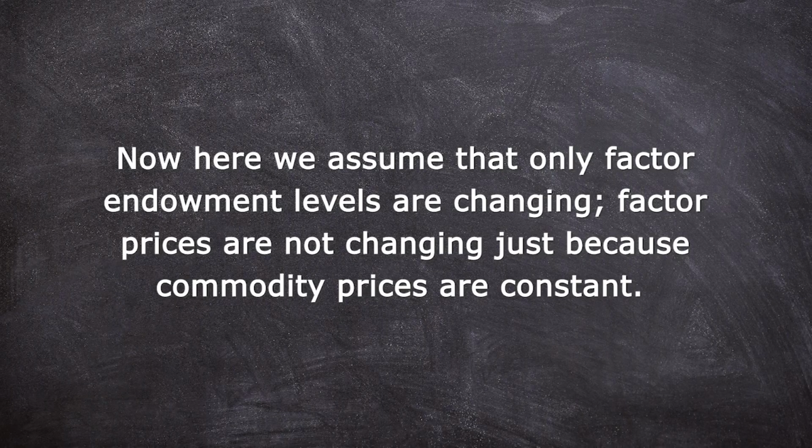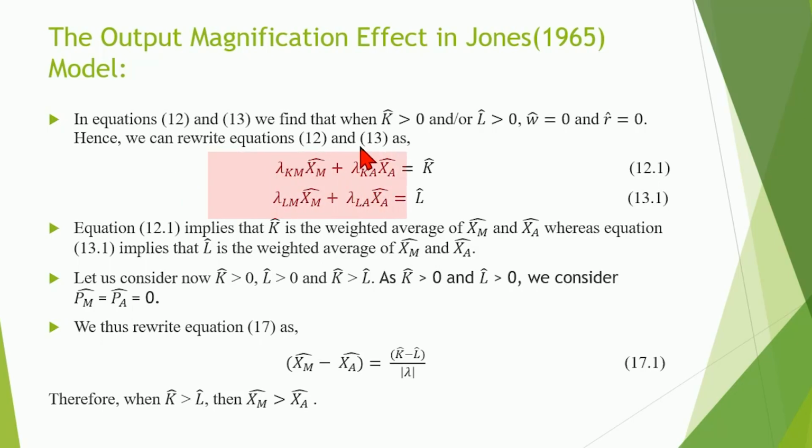This is expression 17. Now, here we assume that only factor endowment levels are changing. Factor prices are not changing just because commodity prices are constant. So, we can rewrite equations 12 and 13 in this way, and after that we can solve for xm hat and xa hat from these two equations. And here we get that xm hat minus xa hat is equal to (k hat minus l hat) by mod lambda. Now, mod lambda is greater than 0 as the manufacturing sector is capital intensive.